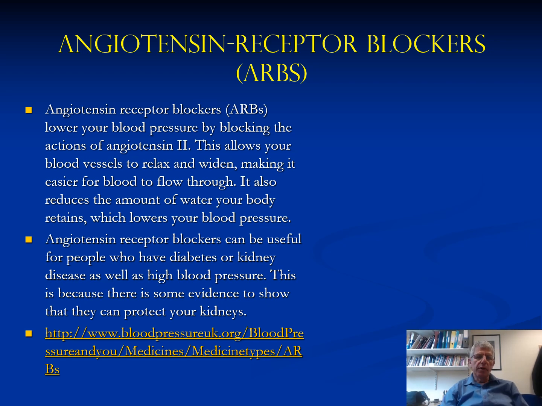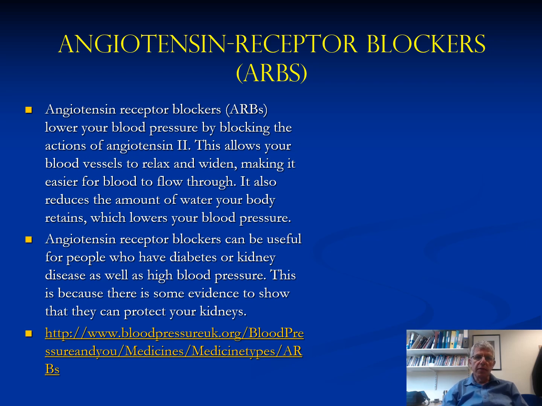First of all, what are ARBs? ARBs lower your blood pressure by blocking the actions of angiotensin II. This allows your blood vessels to relax and widen, making it easier for blood to flow through. It also reduces the amount of water your body retains, which lowers your blood pressure. Angiotensin-receptor blockers can be useful for people who have diabetes or kidney disease as well as high blood pressure. This is because there is some evidence to show that they can protect your kidneys.